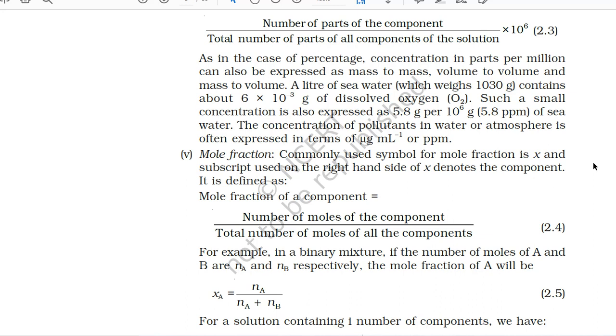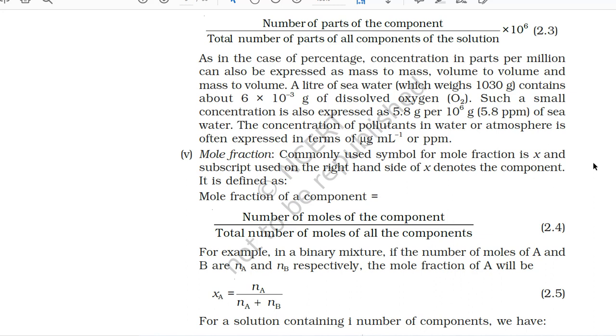A liter of seawater, which weighs 1030 gram, contains about 6 into 10 raised to minus 3 gram of dissolved oxygen (O2). Such a small concentration is also expressed as 5.8 gram per 10 raised to 6 gram, that is 5.8 ppm of seawater. The concentration of pollutants in water or atmosphere is often expressed in terms of microgram per liter or ppm.